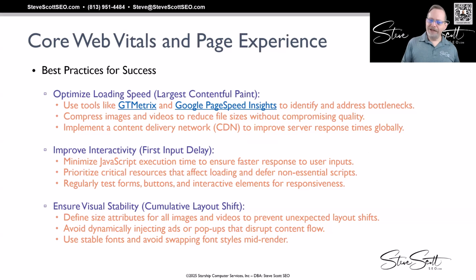What's your best practice? Well, you got to optimize your loading speed. Use tools like GTmetrix, Google PageSpeed Insights to help identify any bottlenecks or places where things might not be loading quickly or causing problems. Compress images and videos to reduce file sizes without compromising quality. Implement a content delivery network, a CDN, to improve server response times globally so that people can pull down images and so on from the server that's closest to them.